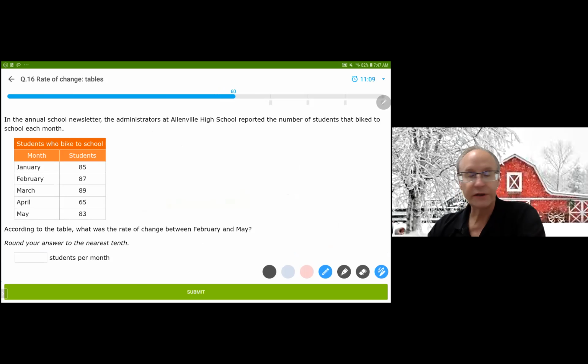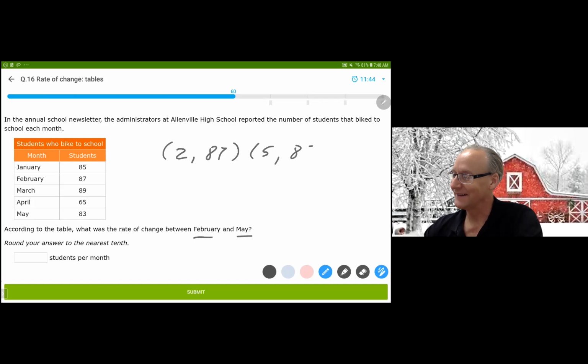Okay, so this time again, we could use the numbers for the months, maybe. We need to be a little bit careful though, because if January's in the middle, then the numbers for the months are going to mess us up. So be careful, it does matter. They were nice to you and put January as being the first one. So February to May. So we're looking at February, which is month 2, and it's 87 students. And in May, which is month 3, 4, 5, I had to count that, that's sad, 83.